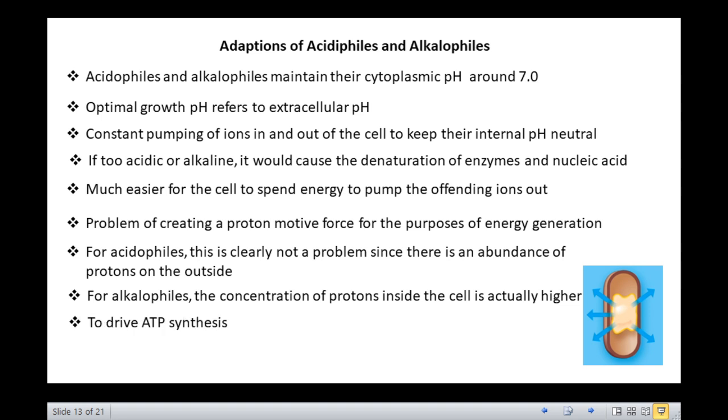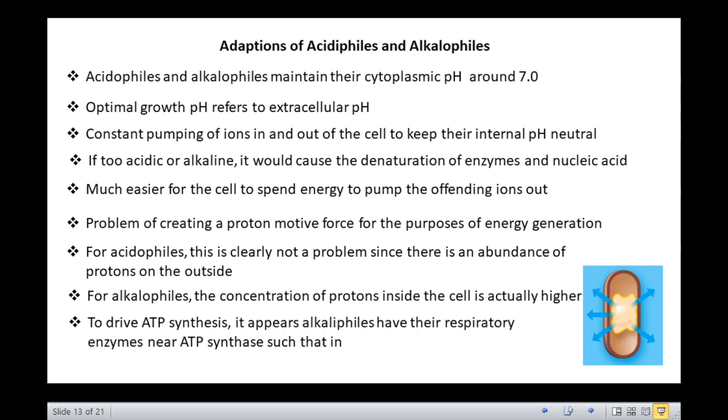To drive ATP synthesis, it appears alkalophiles have their respiratory enzymes near the ATP synthase such that in pumping protons they create a high local concentration of protons. This is then enough to drive the ATP synthase.